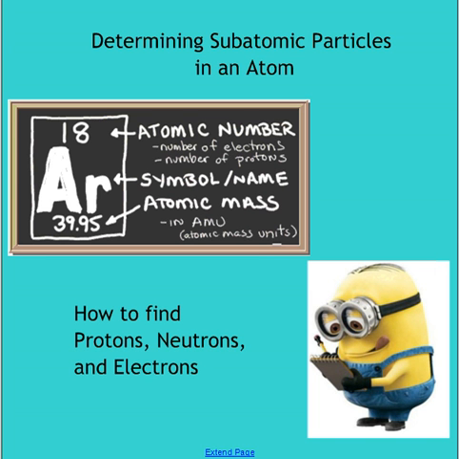This video is for determining subatomic particles in an atom. So you've already learned what subatomic particles are, and those are protons, neutrons, and electrons. Now you're going to figure out how to find the numbers of protons, neutrons, and electrons in an atom. And so we're going to start with that.